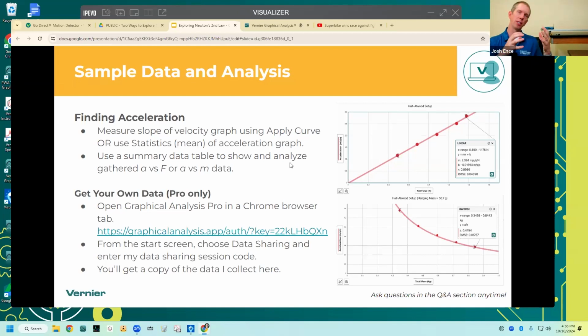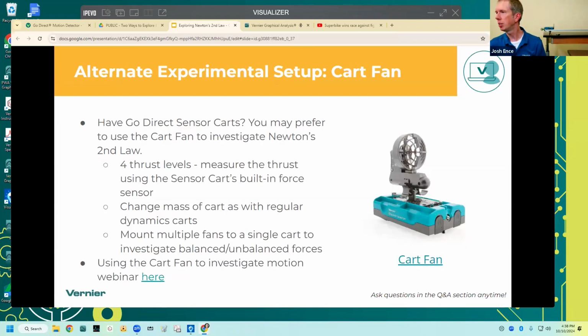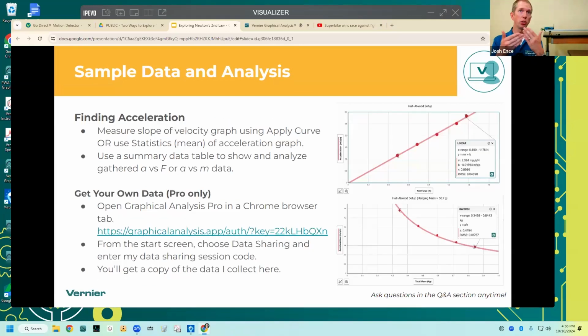So your students, typically, half the class is doing acceleration versus mass, and the other half is doing acceleration versus net force. They've collected their data, they've created these summary data tables and these graphs, and now you come back together and say, okay, what does this tell us? You're going to end up putting those 2 together.